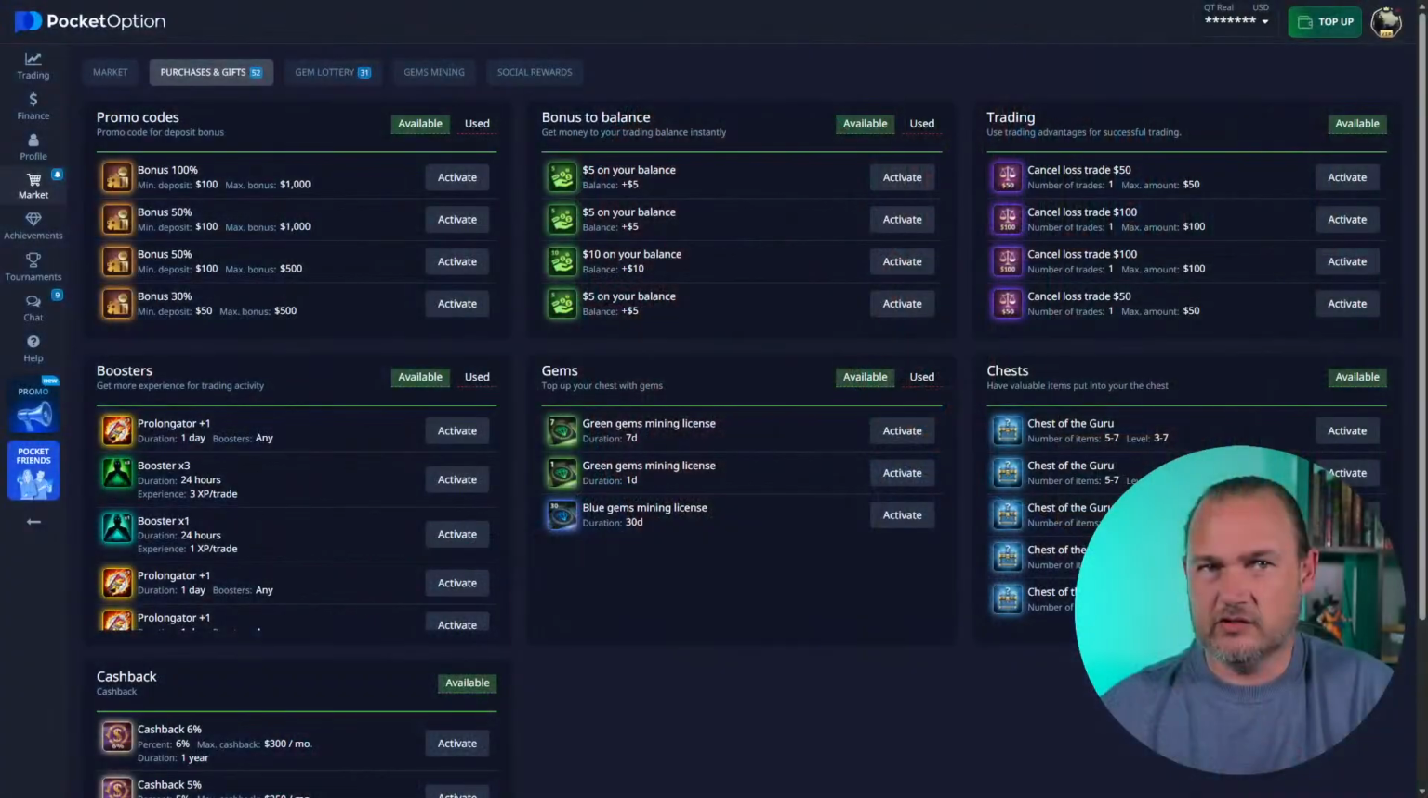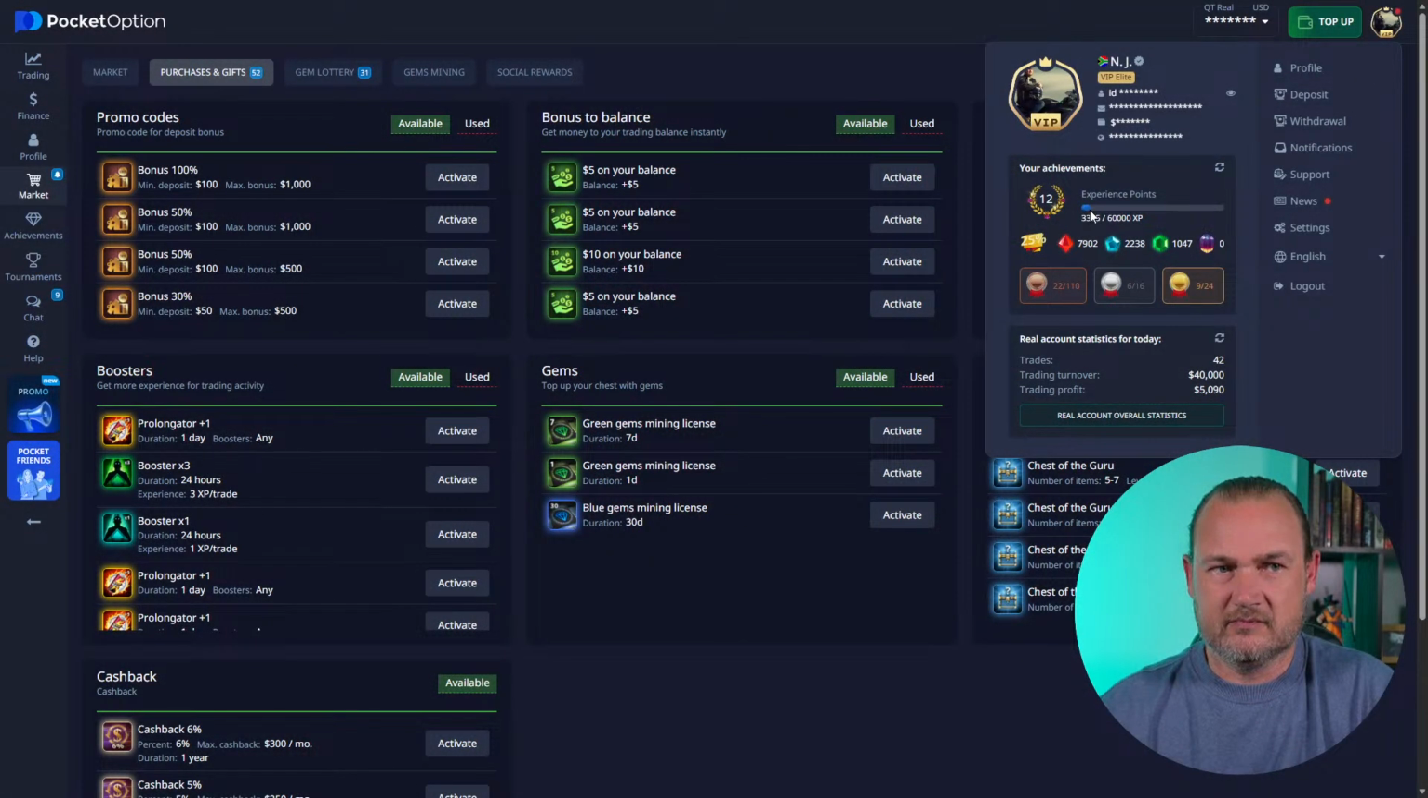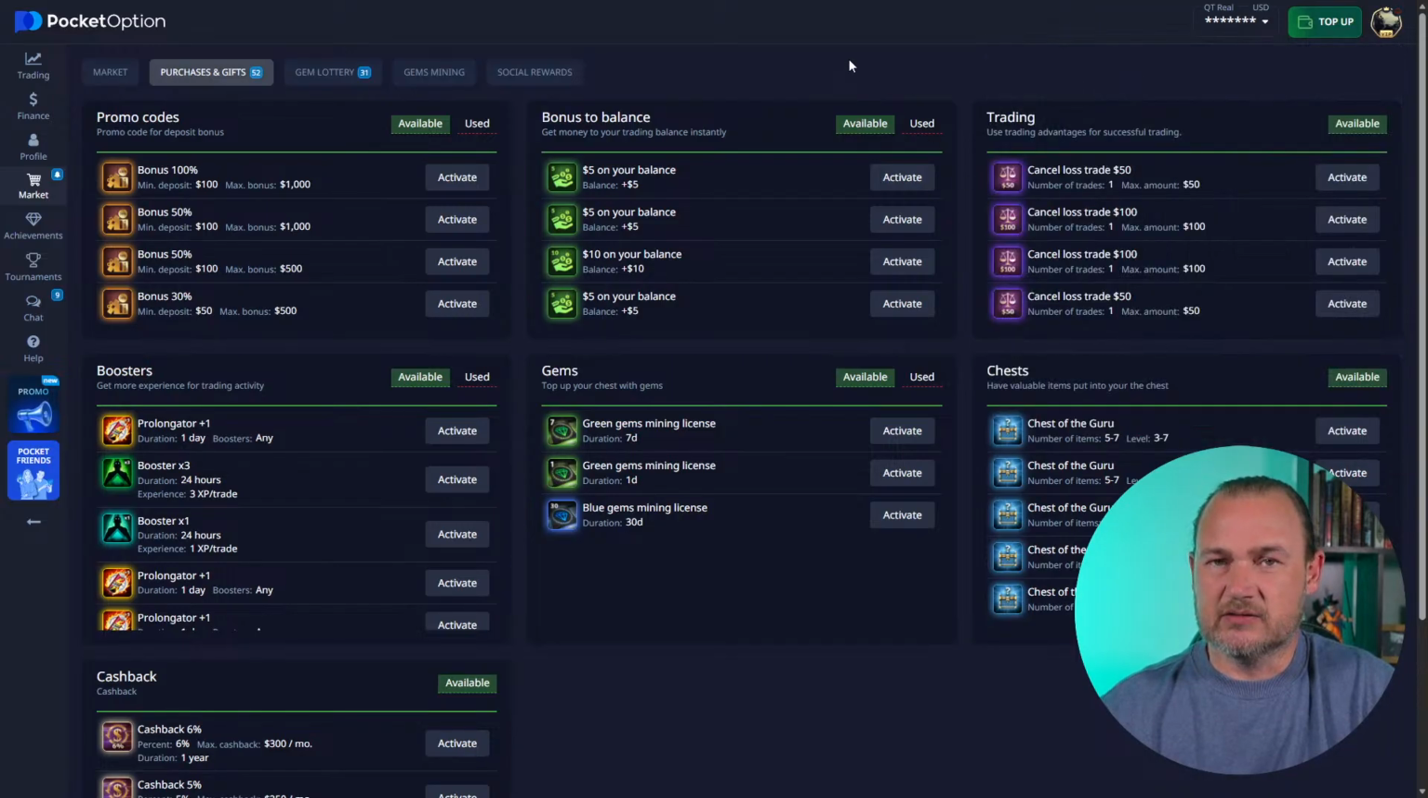So you earn experience points. You can see, and you grow in levels. A lot of people want to know why my payouts are higher than most people's. It depends on the type of account you have, and then your achievements as well. The more you trade, the higher this will go, and you'll get better payouts and so forth. Right. So that's it for the market.